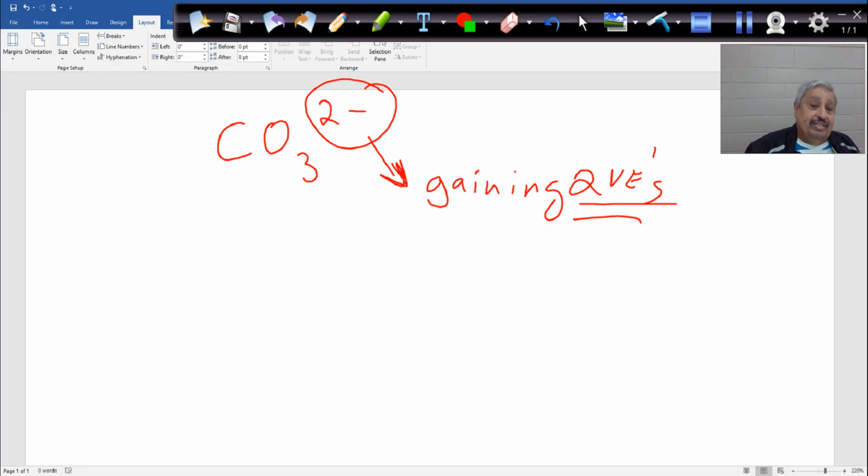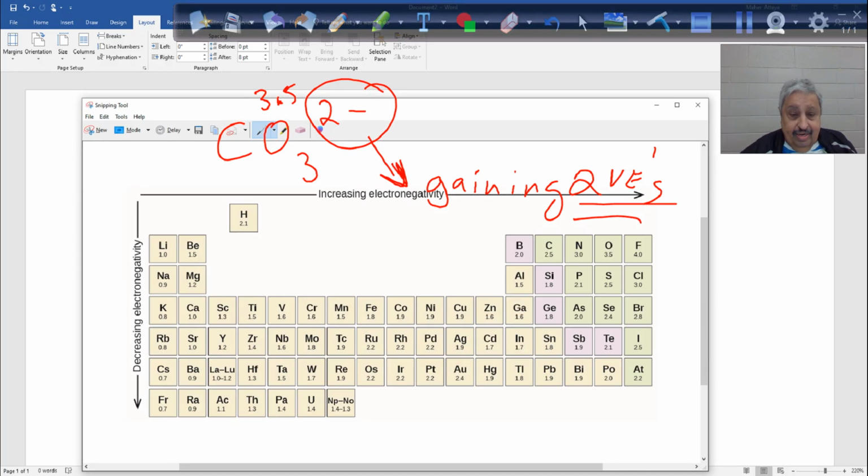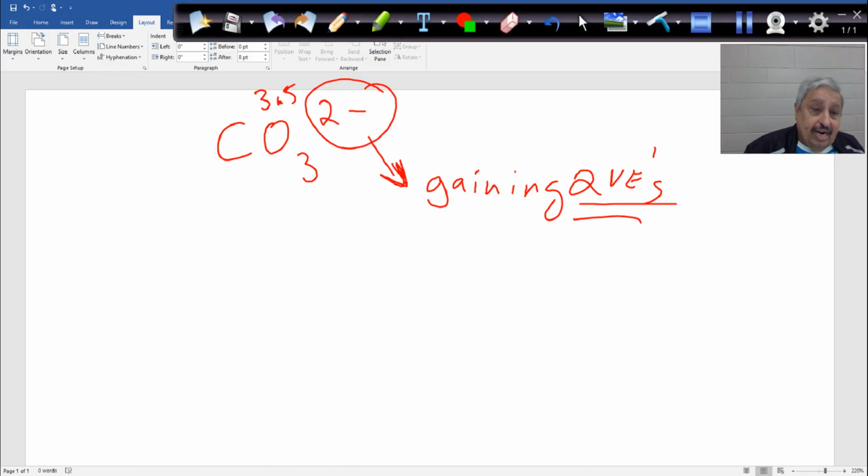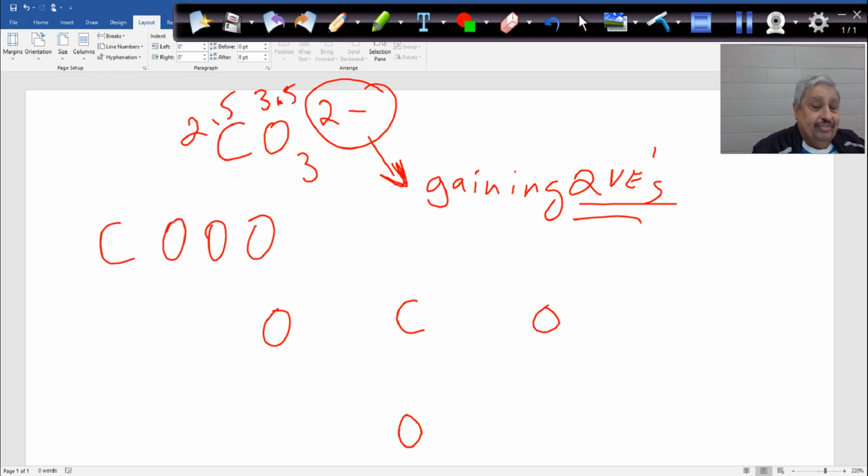As you can see, oxygen is 3.5, and carbon, we can go back and look at carbon. How much has carbon? 2.5. Can you see the 2.5 here? So which one will be the central atom? Carbon. In general it will always be the least electronegative one. So carbon will be here, one oxygen here, one oxygen here, one oxygen here. You will never do carbon, oxygen, oxygen, oxygen like a chain.